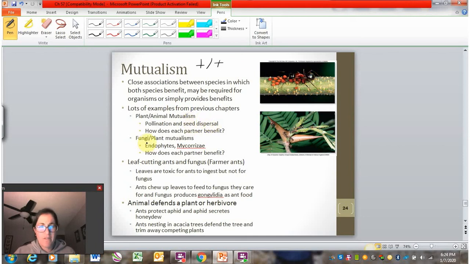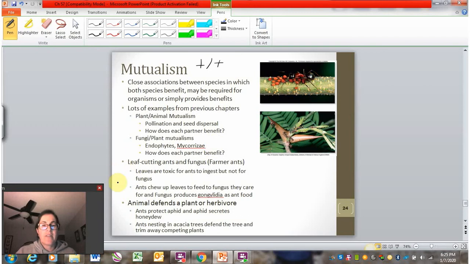We also looked at fungal and plant mutualisms. So endophytes were where fungi benefited because they were getting protection inside of the plant and getting sugar from the plant, and they were providing protection to the plant from parasitic infection. In the case of mycorrhizae, the fungi were getting sugar and the plants were getting the benefit of improved nutrient and moisture absorption from the soil.